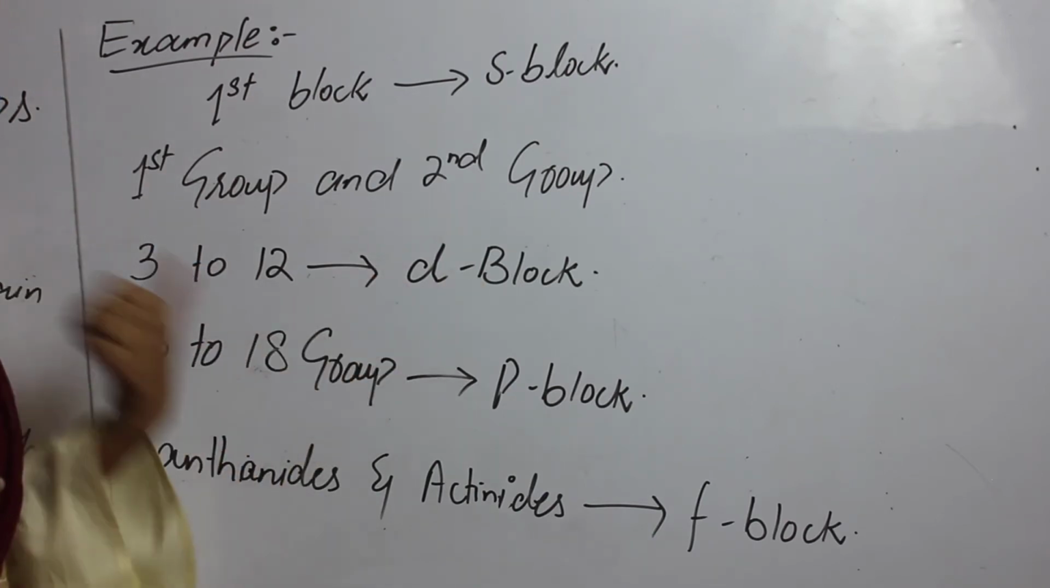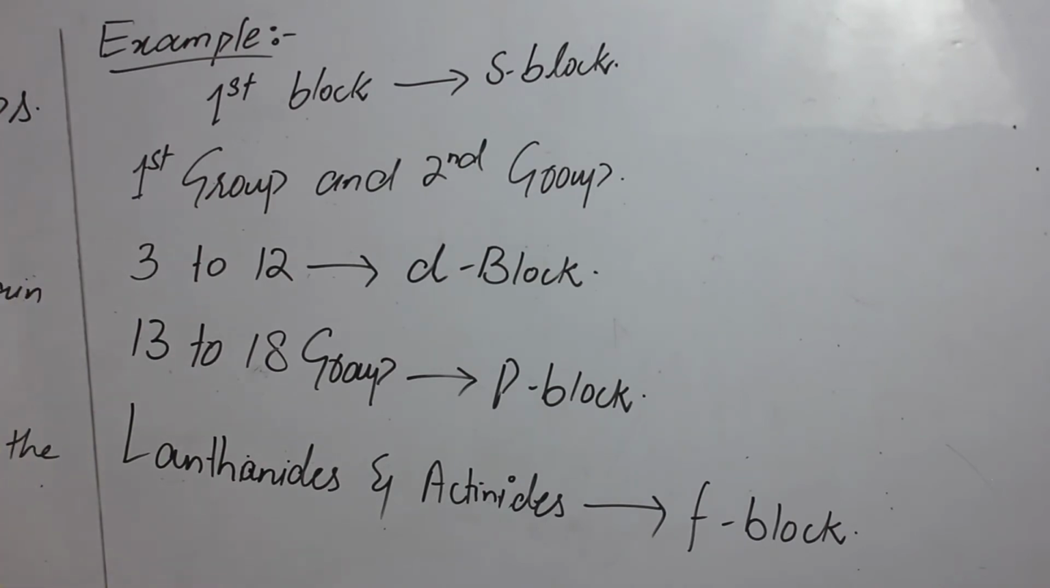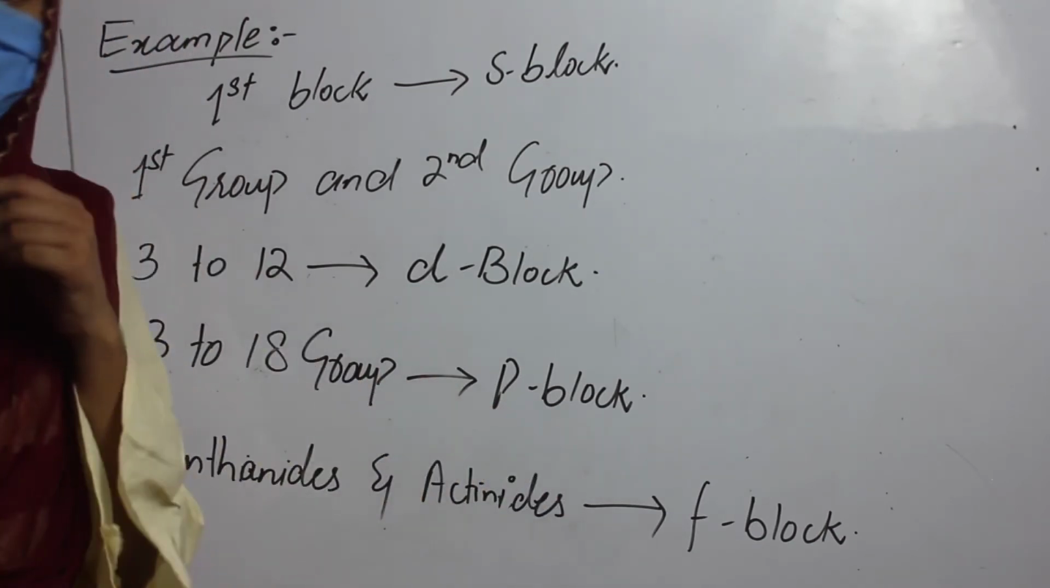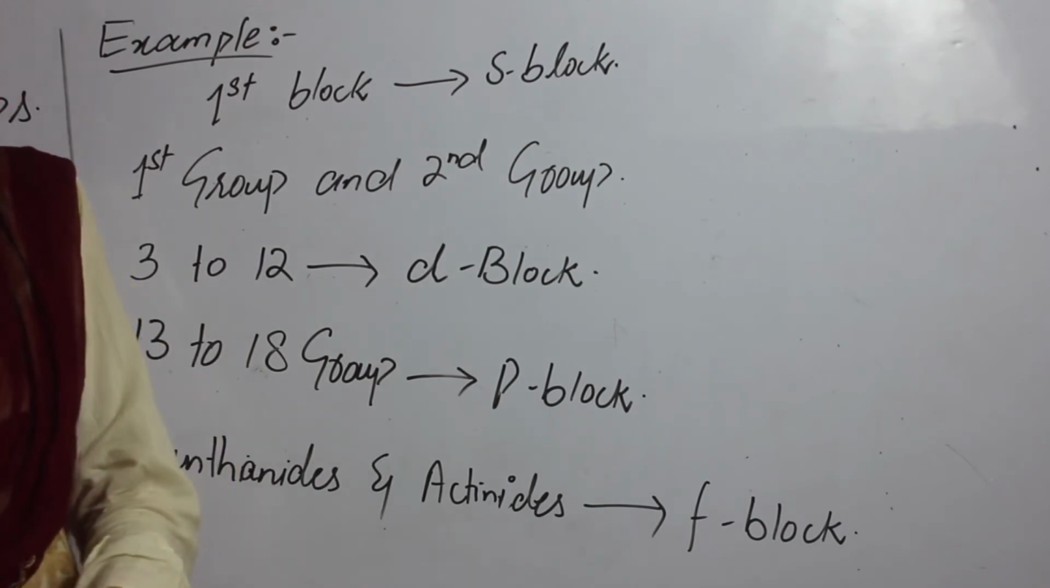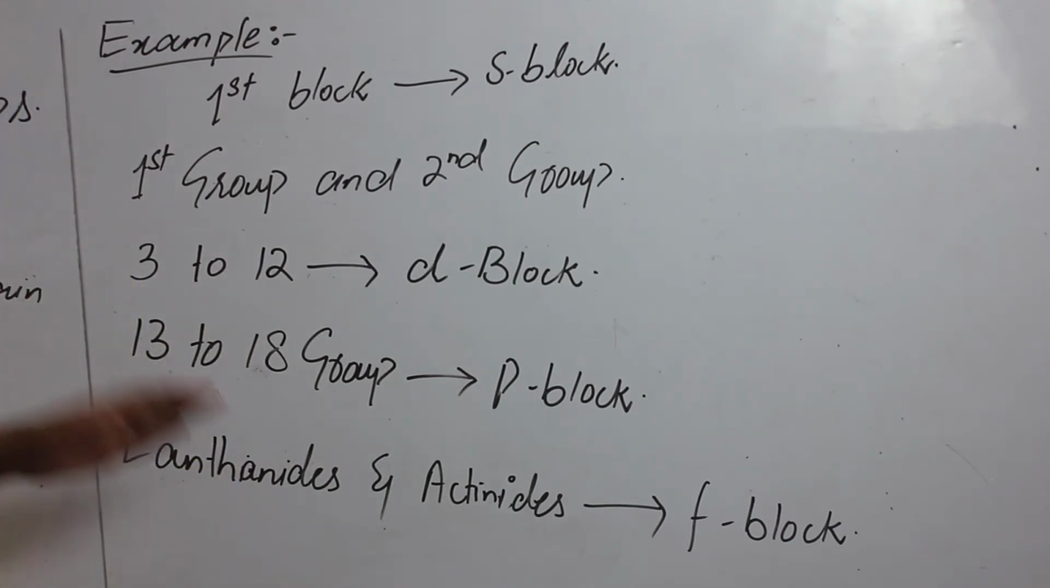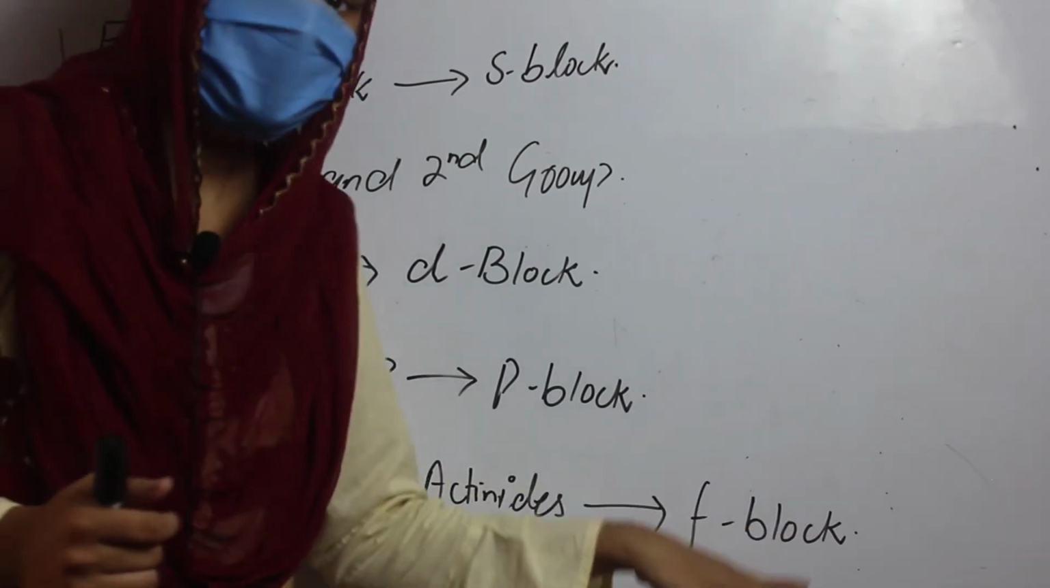And in group number 13 to 18, all elements have their electronic configuration complete on the P subshell. That's why their block name is P. And the lanthanides and the actinides, which are present at the bottom of the periodic table, are complete on the F subshell. That's why their block name is the F block.